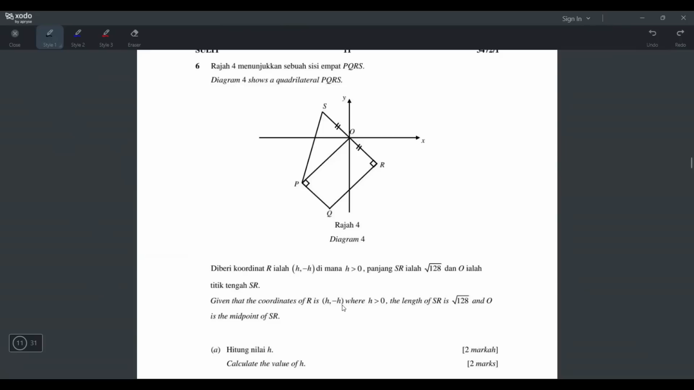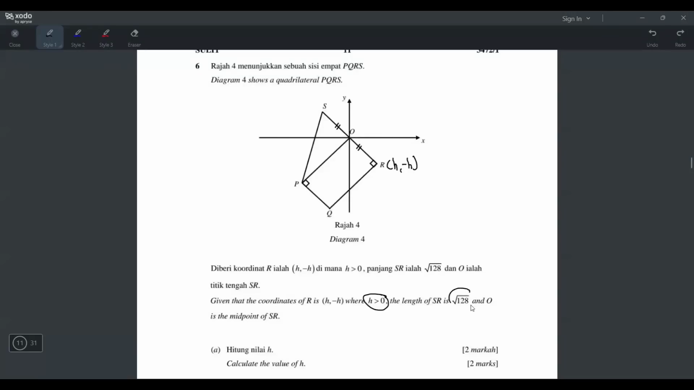Given that the coordinate R is H, negative H. Okay, label it. R is H, negative H, where H is positive. Yeah, it makes sense, because your H is here, right? So definitely your H must be positive. If your H is negative, then it doesn't make sense, because how can this number be negative? It's at the right side of the 0, so definitely it's positive.